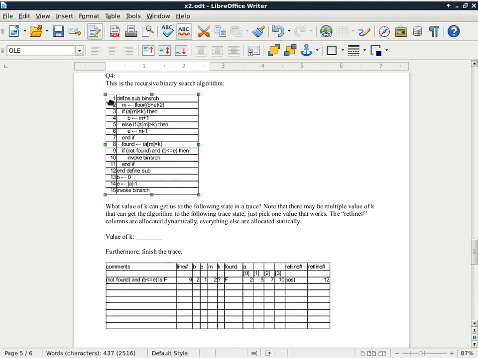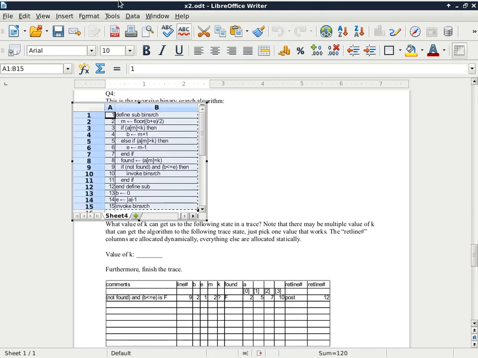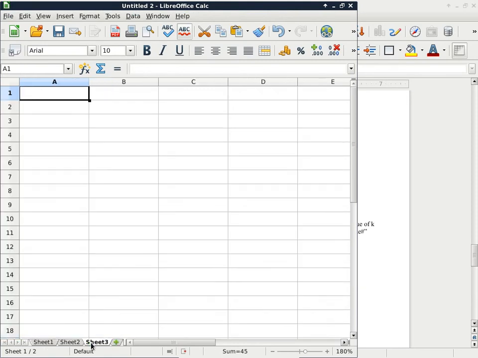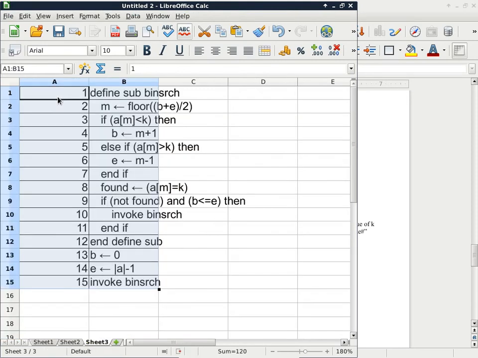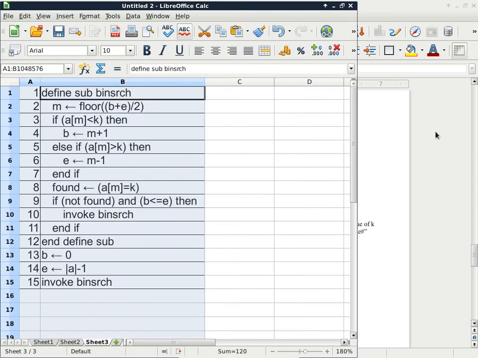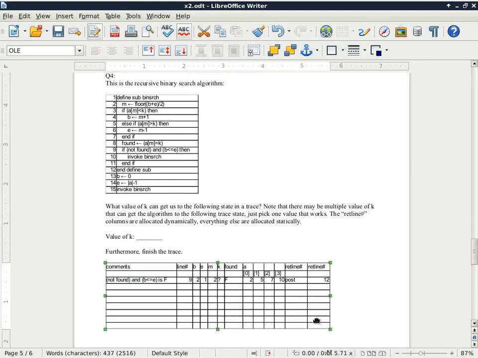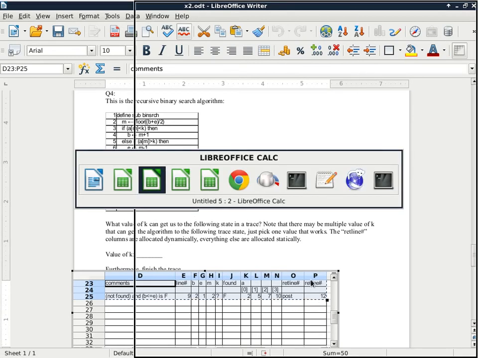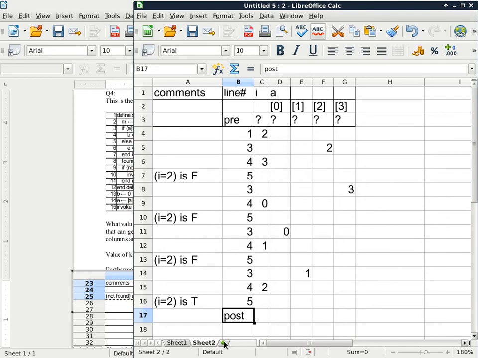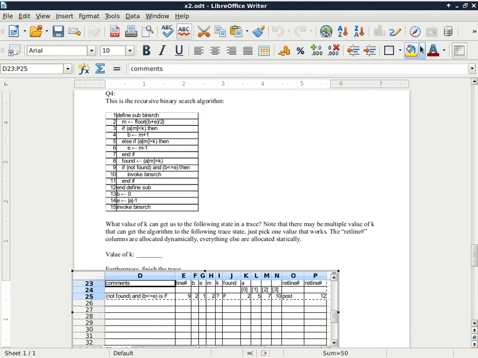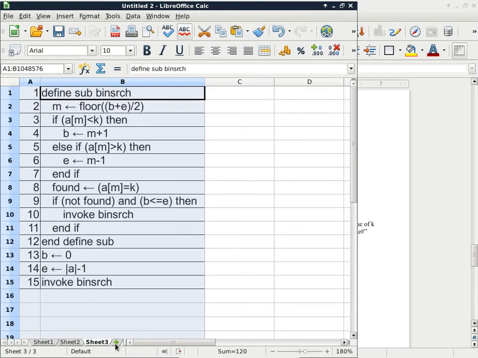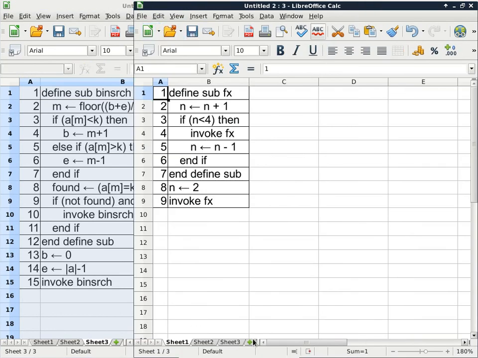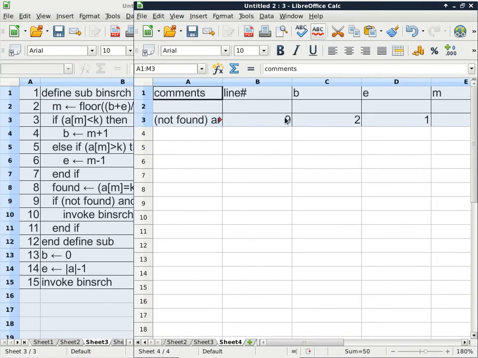So once again, I'm going to use a new spreadsheet to show you how to solve this one. I can just reuse this one and use sheet 3 for the algorithm, which is a binary search, but it's the recursive version of that. And then we have the trace that's already partially done. And we'll get into the other one. Okay, there we go. We get sheet 4.